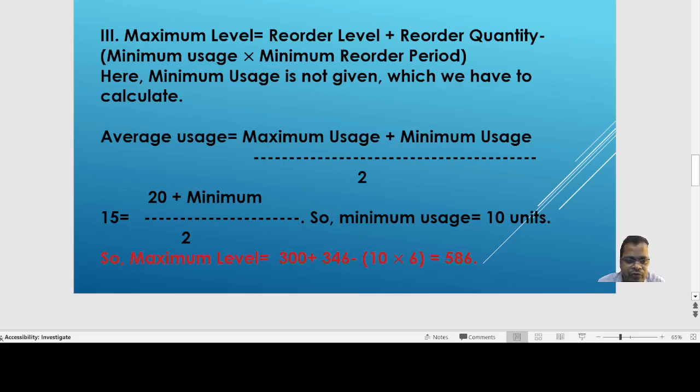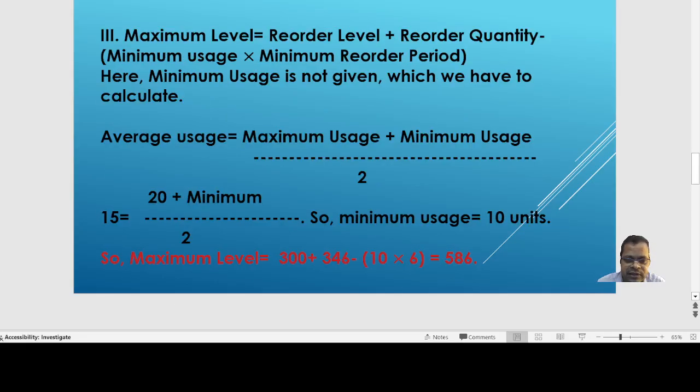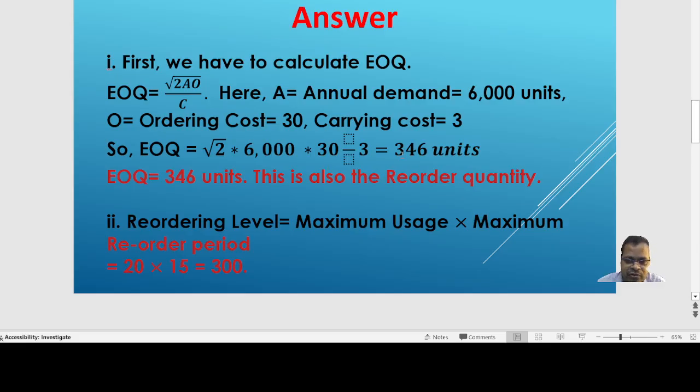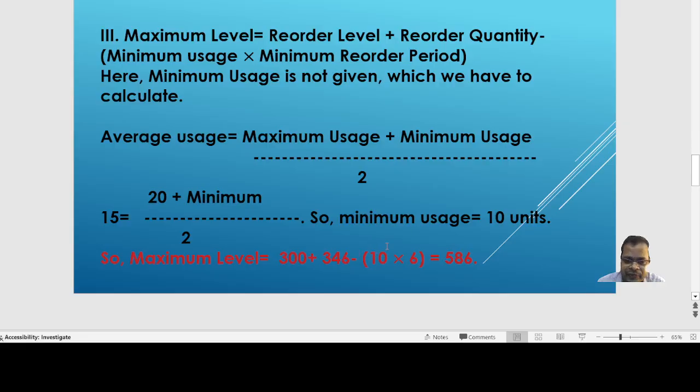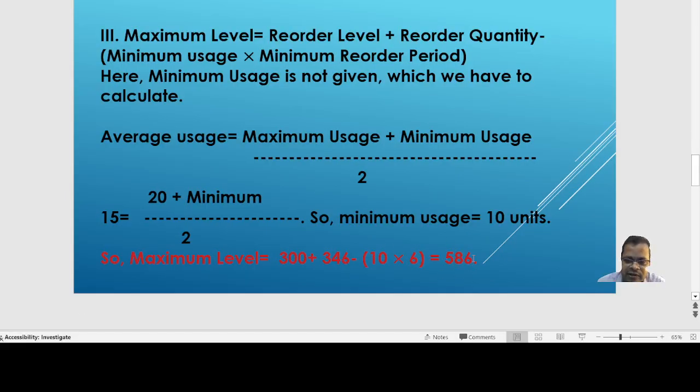So what is the maximum level? We have already calculated the reorder level. Reordering level is 300 units. Reordering quantity, we have taken the EOQ as the reorder quantity, which is 346. Minus minimum usage into minimum reorder period. Minimum usage we have already calculated is 10 units, and the minimum reorder period has already been given in the question. Minimum is 6 days. So if you calculate, you get 586 units. This is the third one.